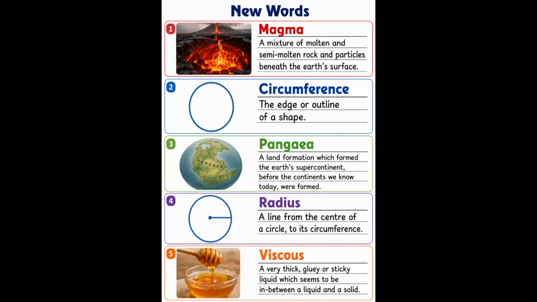Write the new words in your books on the sheet. Magma. A mixture of molten and semi-molten rock and particles beneath the Earth's surface. Circumference. The edge or outline of a shape. Pangaea. A land formation which formed the Earth's supercontinent before the continents we know today were formed. Radius. A line from the center of a circle to its circumference. Viscous. A very thick, gluey, or sticky liquid which seems to be in between a liquid and a solid.